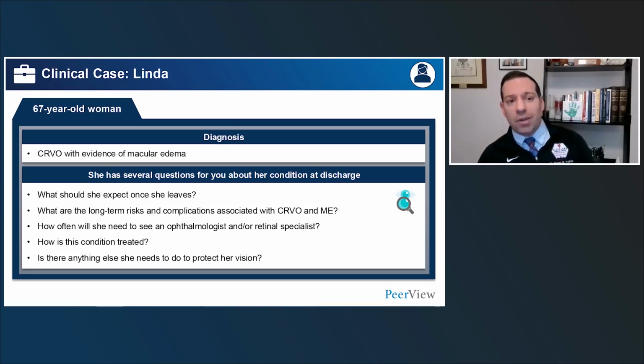So as we're talking about Linda, she has a CRVO, Dr. Wang, and she has macular edema. And we know that this is not great for her, but we're proud of ourselves because we did a great physical exam. We did an excellent fundoscopic exam and slit lamp exam because we took all of the pointers from the beginning of the talk here, and we were able to successfully diagnose it. And I give you a call. What do I tell her? How long should she expect before she leaves? What are the long-term complications? I'm going to turn it over to you because I'm curious.